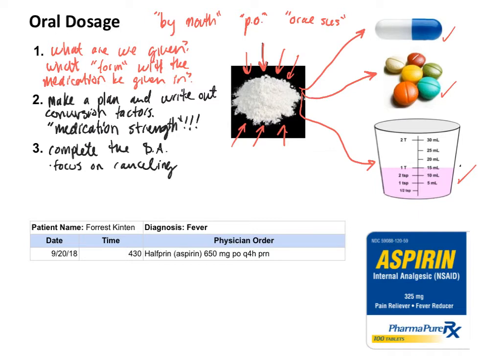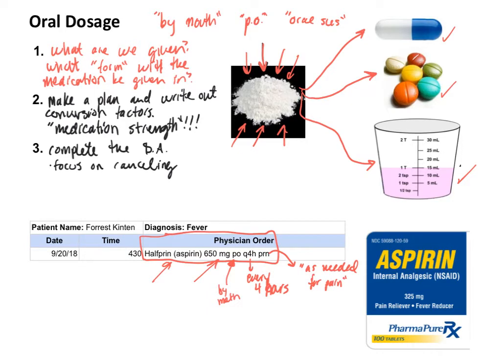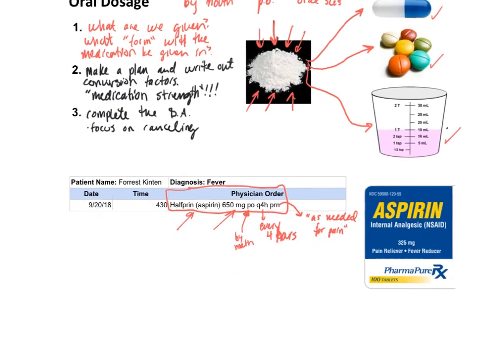So here is our first example. We have a patient, Forrest Kinton, diagnosis of a fever. We're given lots of information, the date, the time. This is what's called an order. It's usually given to us with what the medication is, how much of the medication needs to be given. PO, I already stated that means by mouth. Q4H means every 4 hours, so we would have to repeat this every 4 hours. And PRN is as needed for pain. So a lot of abbreviations here, not 100% needed in the context of this problem. We just want to focus on the dosage calculation.